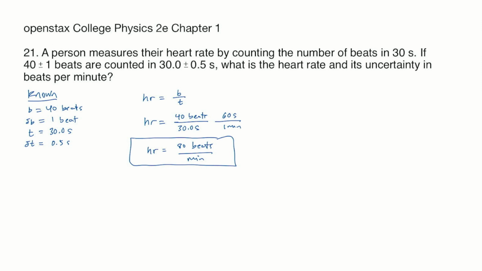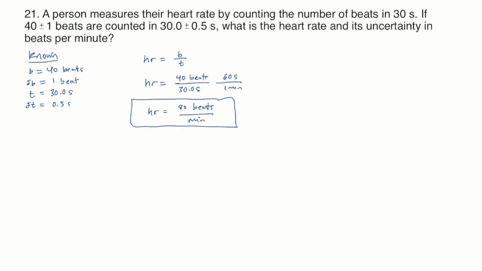And now we need the uncertainty. Okay, and so the uncertainty needs to account for the uncertainty in the beats and in the time. And so the percent uncertainty will be the uncertainty in the number of beats divided by the beats and then multiplied by 100. And then we have to add on the uncertainty in the time as well. So we have the uncertainty in the time divided by the time times 100%.